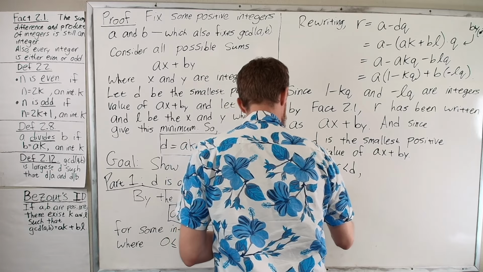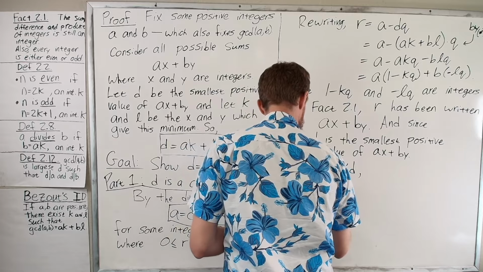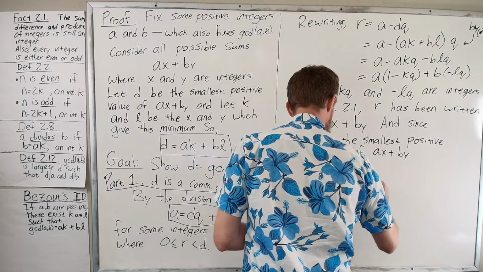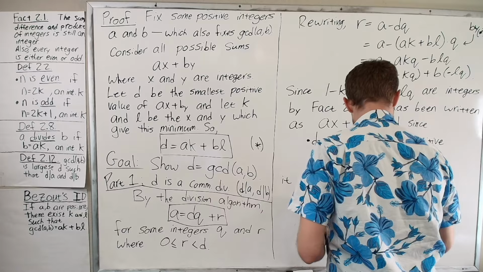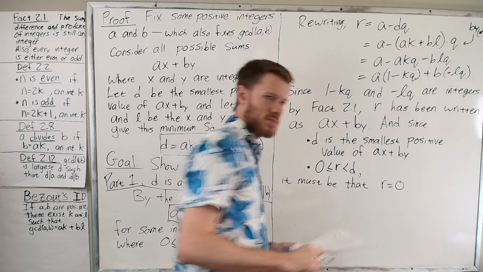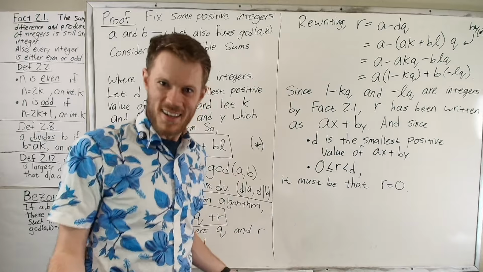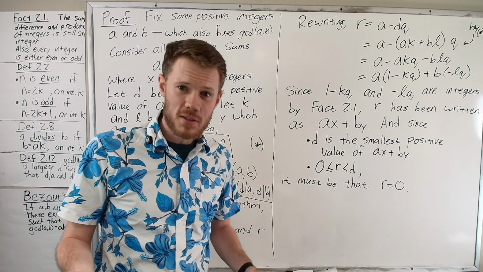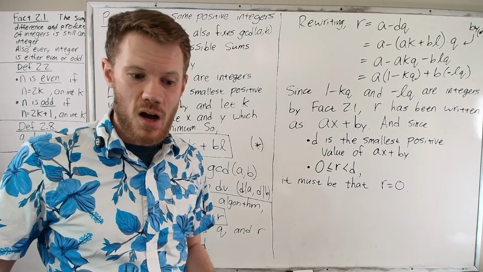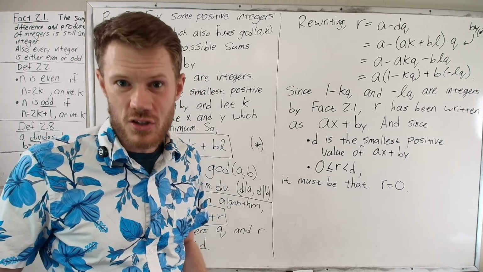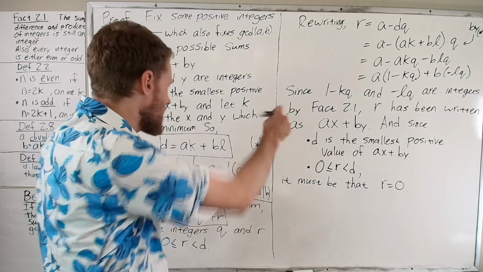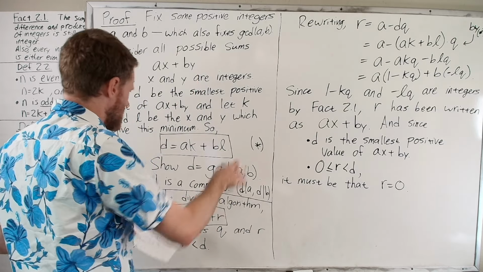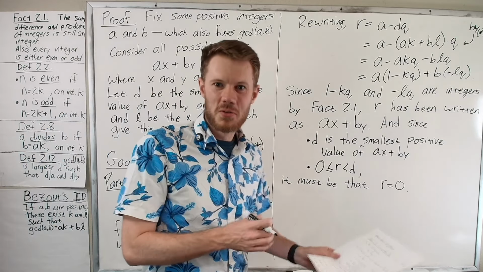So it must be that R equals 0. Do you see? So more advanced proofs oftentimes use more complicated logic, where there's an insight, a subtle use of things.